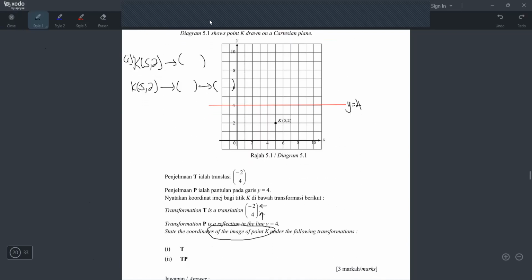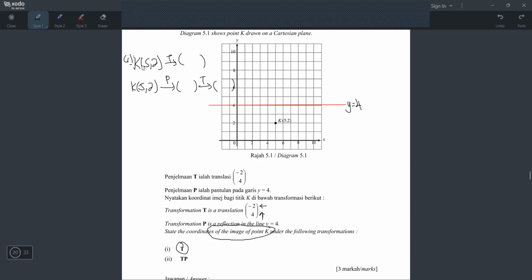Okay, so let's do it. The first one, they want to do transformation T. That's why I just draw one arrow. So this is T. The second one, they want to do TP. But if you want to do TP, you must do P first, then T, because you always do the rear transformation first. That you must know. Must do P first, then T.